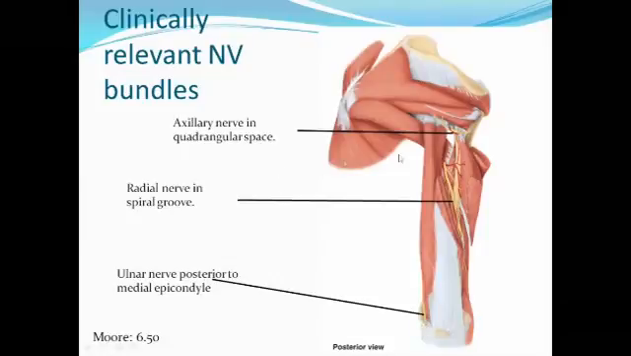In the axillary nerve's case, dislocation or head of the humerus fractures would be likely to cause injury to the axillary nerve, whereas the radial nerve is vulnerable to injury from fractures of the humerus as it travels in the spiral groove of the humerus shaft itself, and the ulnar nerve is particularly vulnerable to compression or bump type injuries as it's quite exposed as it travels posterior to the medial epicondyle.